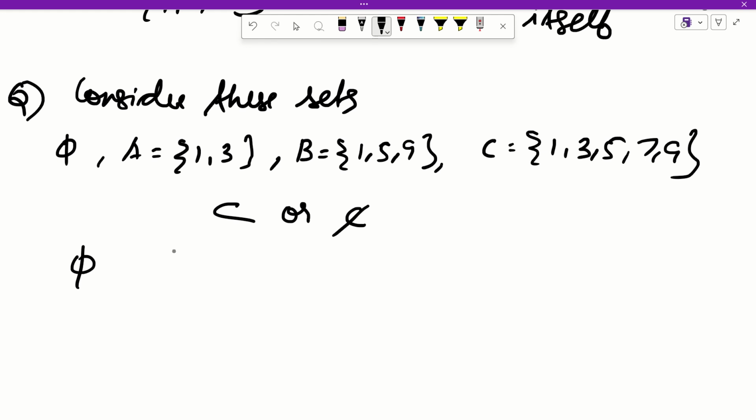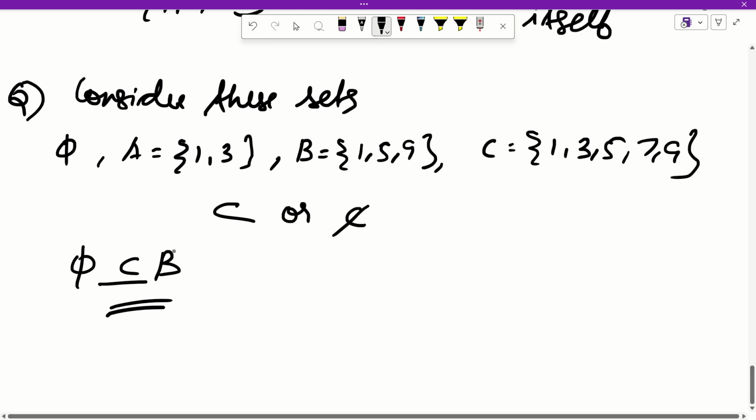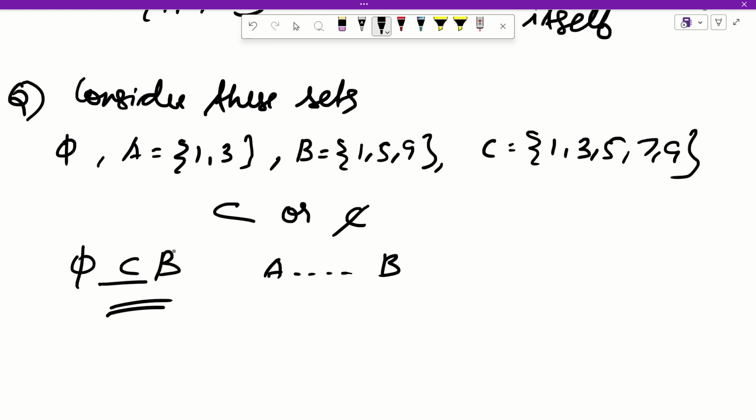So the first pair is 5 and B. We know that 5 is a subset of all sets, so it's a subset. Next, we need to deduce the relationship between A and B. A is not a subset of B because 3 does not belong to B.